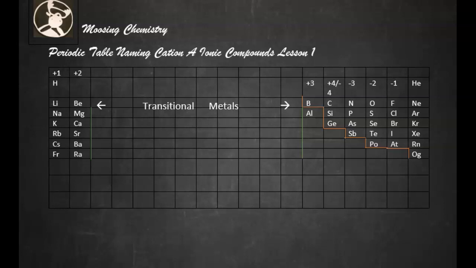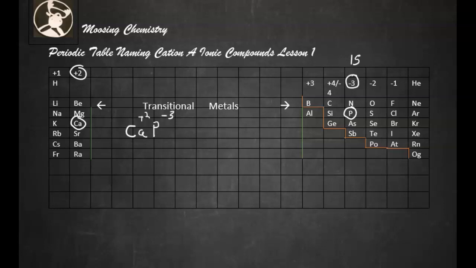Let's try another cool compound. Let's get a little bit creative here. Let's try, let's say, CaP. Well, this element is calcium, right? And it has a +2 charge because it's in group 2. And phosphorus is in group 15, so it has a -3 charge.